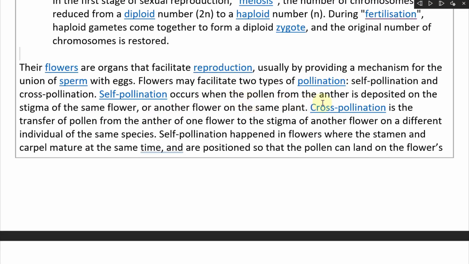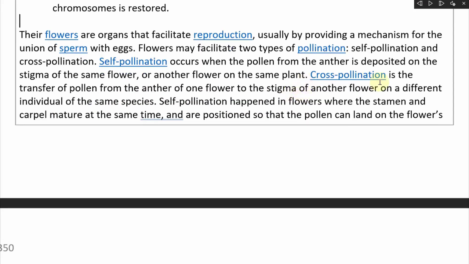Self-pollination occurs when the pollen from the anther is deposited on the stigma of the same flower or another flower on the same plant. That's self. We've already gone over that. Cross-pollination is the transfer of pollen from the anther of one flower to the stigma of another flower on a different individual of the same species.